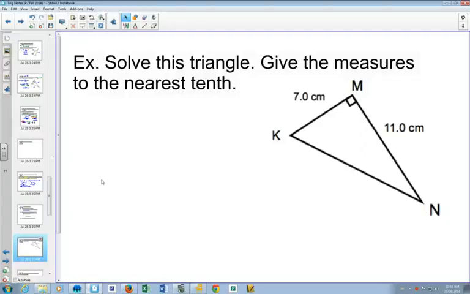Okay, we'll see how you did. For this one, find little m. That's the hypotenuse. One of the things you could have done first, you didn't have to do this first, is a squared plus b squared equals c squared.